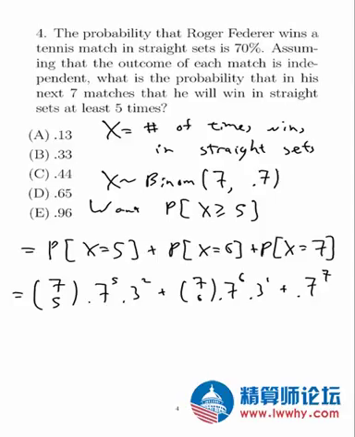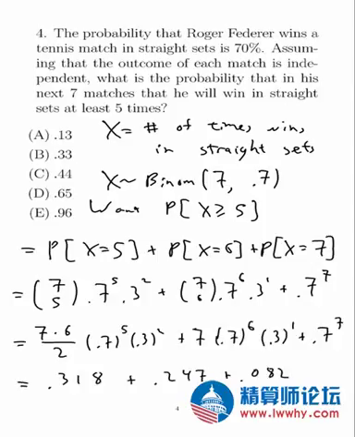All right, and now we just plug into our calculator. Well, maybe before you plug into your calculator, you might want to write out for yourself, okay, 7 choose 5 is 7 times 6 divided by 2. And then I still have 0.7 cubed, 0.3 squared, and so on. All right, so I've written out the so on, and I've added what I've gotten from each of the 3 pieces using my calculator. And when I add all these up, I'm going to get roughly 0.65. So my answer is D.